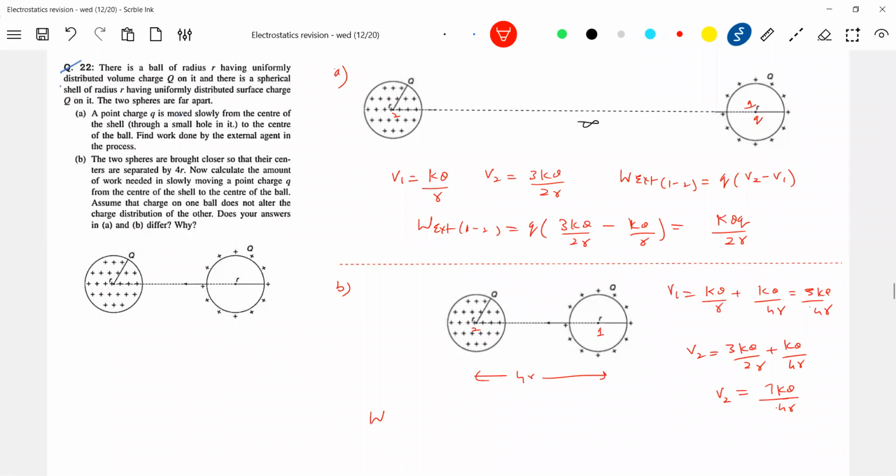Now the work done by the external agent. In this case, we'll write Q into the work done by the external agent in moving from point 1 to 2 should be equal to Q into V2 minus V1. That is 7KQ by 4R minus 5KQ by 4R, which gives KQ by 2R.